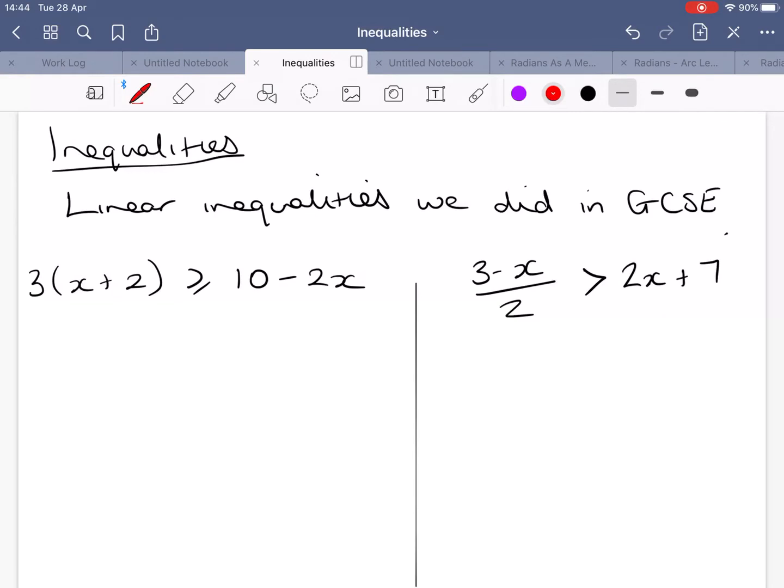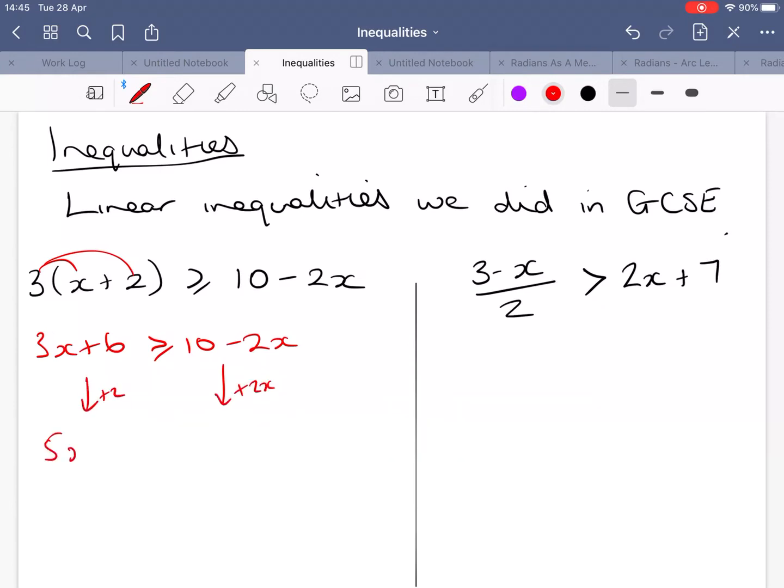So quite often I would typically expand the bracket first. So I'd have 3x plus 6, because remember you've got to multiply everything that's inside the bracket with the 3, is greater or equal to 10 minus 2x. Okay. If that had been an equals, we'd just think we've got to get all the x's on one side and all the numbers on the other. So I'm going to add the 2x to both sides.